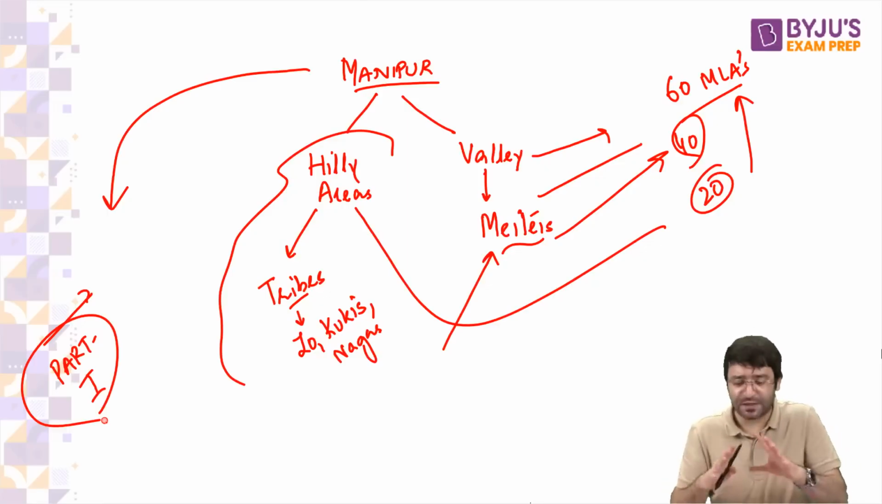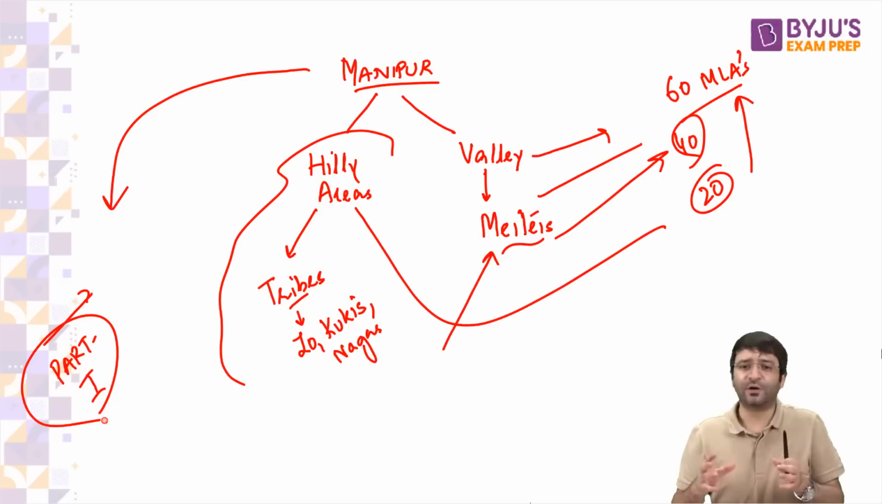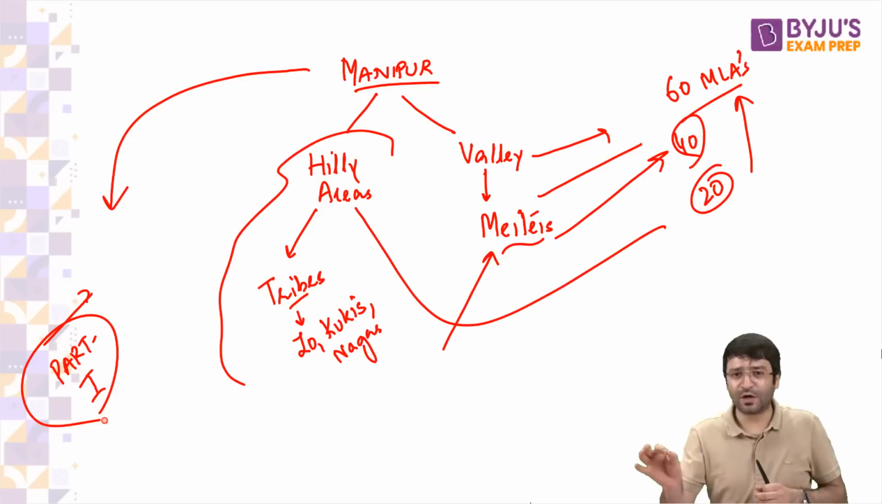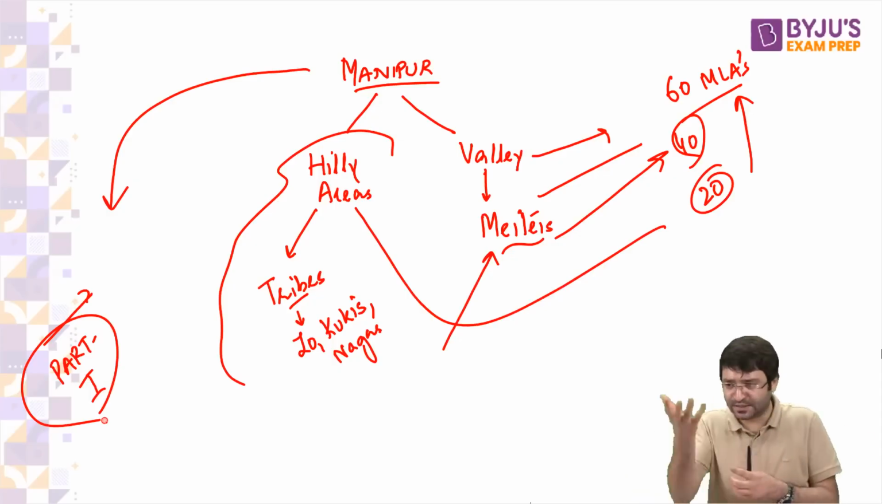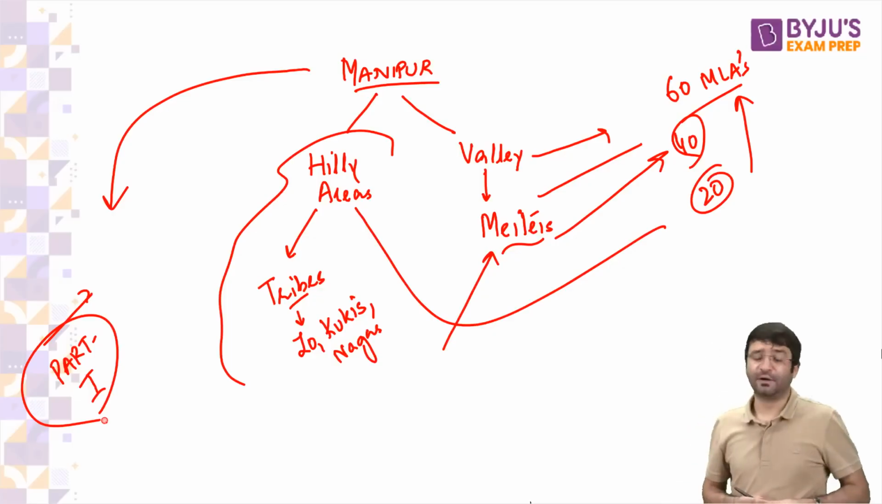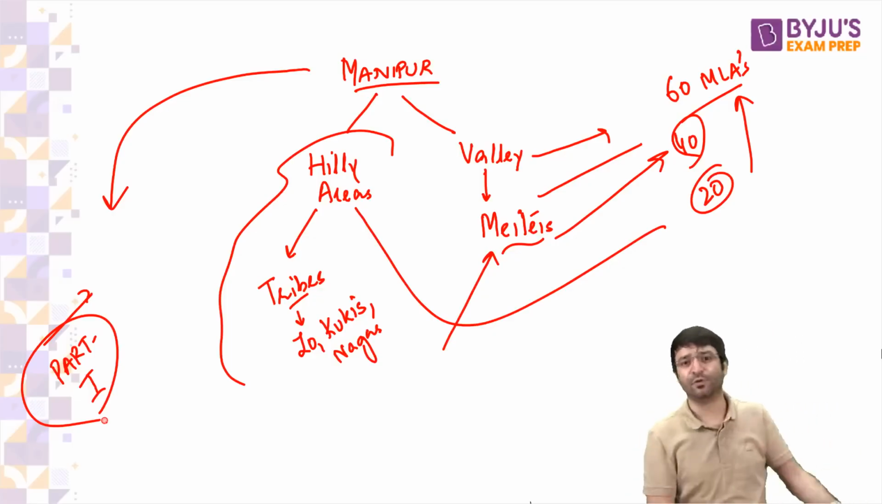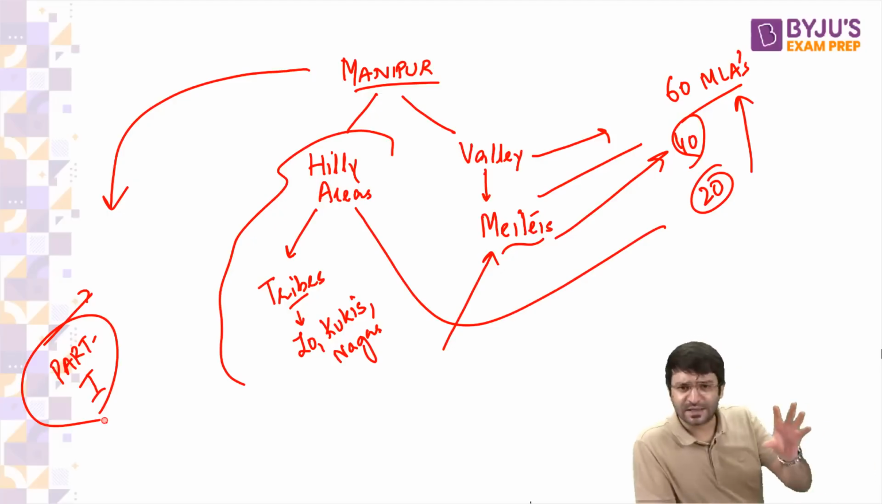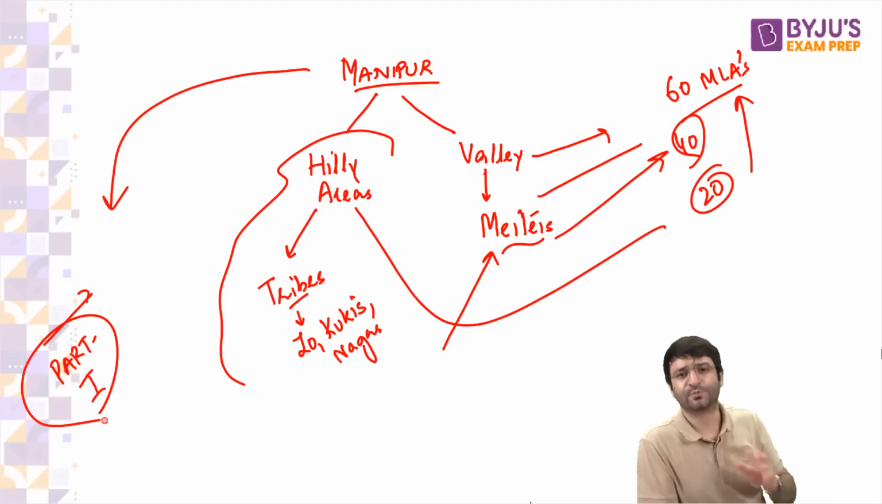Article 3 says Parliament may by law. What it can do, it can pass a law. Through what majority? Simple majority. It can divide a state, merge states, increase the area, decrease the area, alter the boundaries, change the name of a state. But for that, a consultative process has to be followed. And that is how we discussed the examples of Andhra Pradesh and Jammu and Kashmir.